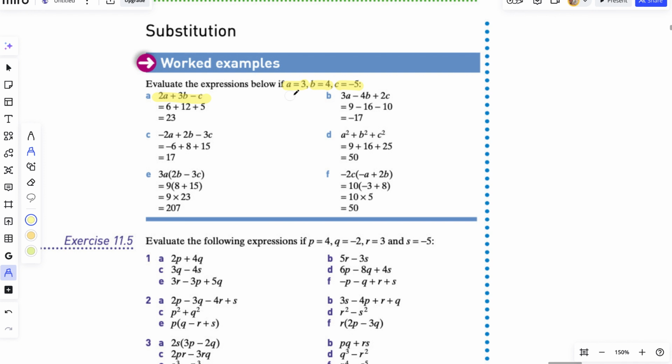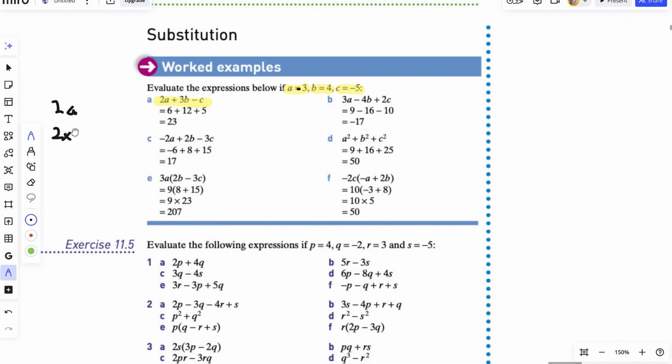Let's take a look at A is 3. So 2A means 2 times 3, right? I will do it one by one. 2A means what? 2 times 3, because they say A is equal to 3. So we say 2 multiplied by 3. That will give us 6. So you see the first scenario? That's how we got 6 here.